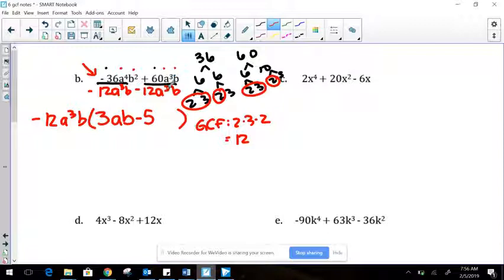A cubed over a cubed, those cancel. B over b, that also cancels. So that's all I'm left with. I'm going to move this parenthesis over here a little bit to make it look better.